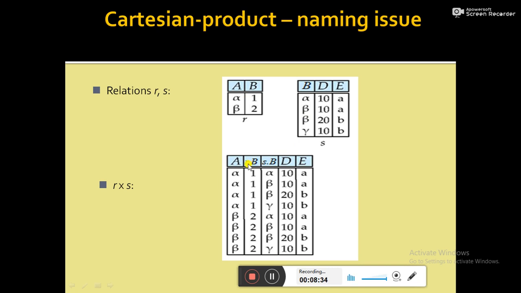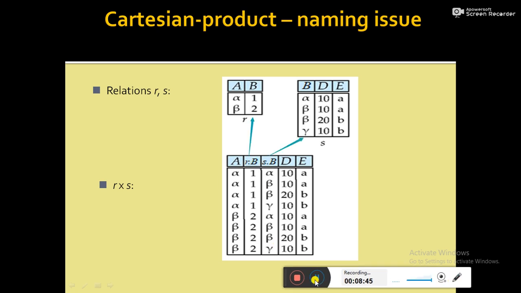So to distinguish which relation the B is from, we have to use a notation: you write the name of the relation, then a dot, then the name of the attribute. So R.B means the attribute B from relation R, and S.B means the attribute B from relation S. That is how we can resolve the conflict between the same attribute names. By this notation we can resolve the naming conflict.